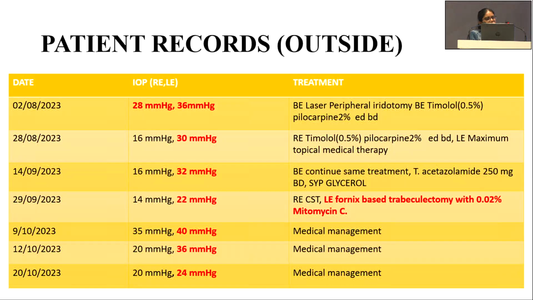The patient record showed baseline high IOP: in the right eye 28, and in the left eye 36 millimeter of mercury. Therefore, the patient was planned for laser peripheral iridotomy and kept on topical AGM. But after PI also, in the left eye the pressures were raised, and therefore on maximum medical therapy, the patient was planned for left eye fornix based trab surgery. After the surgery also, in the left eye the pressure remained high.